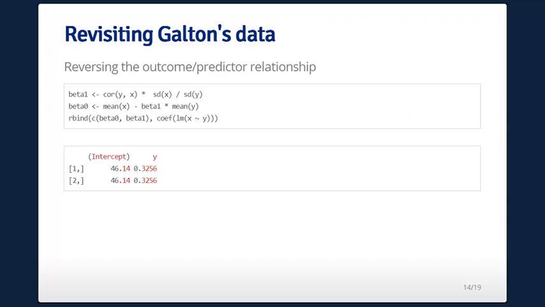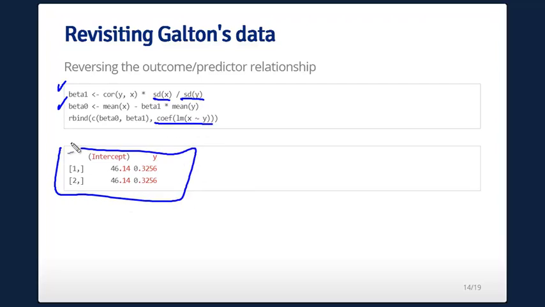Again, I wanted to illustrate that if you reverse the predictor-outcome relationship, all you've got to do is flip the standard deviations. So our beta 1 now is going to be standard deviation of x divided by standard deviation of y. Beta naught is this guy. And then I'm going to compare them to the coefficients I get, instead of y tilde x, doing x tilde y, where x is treated as the outcome, and of course they agree again.